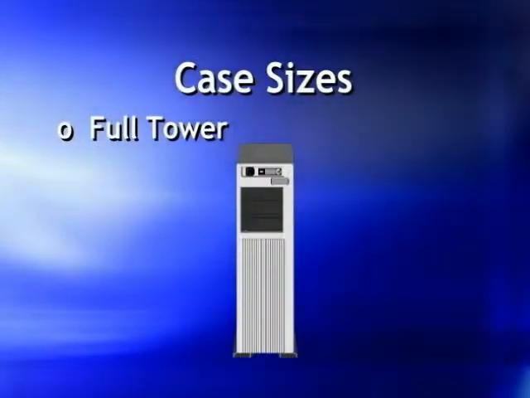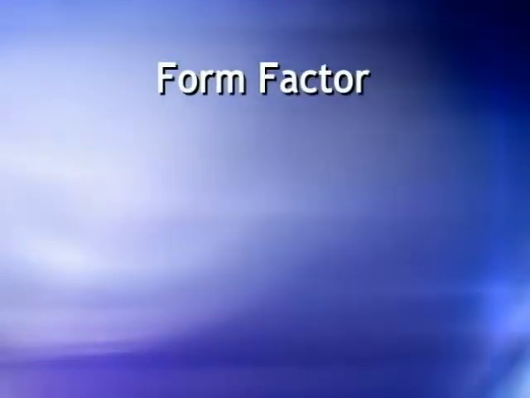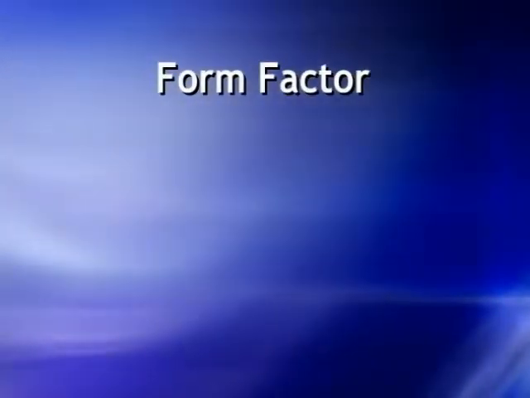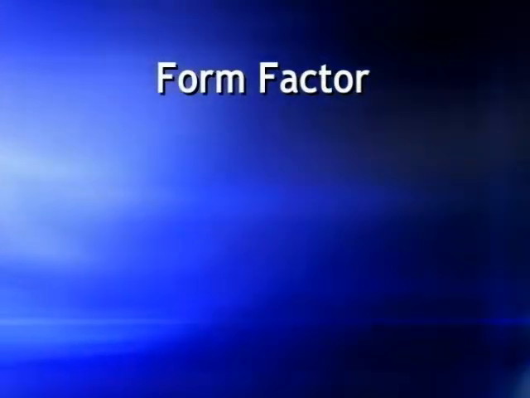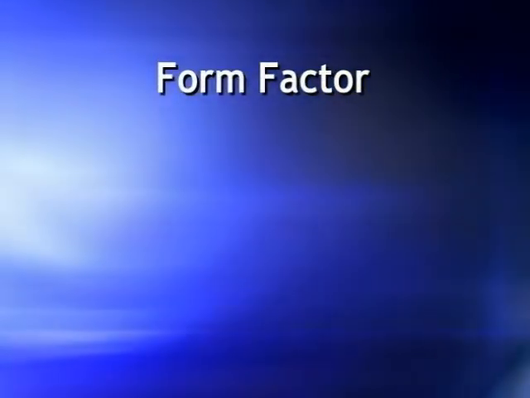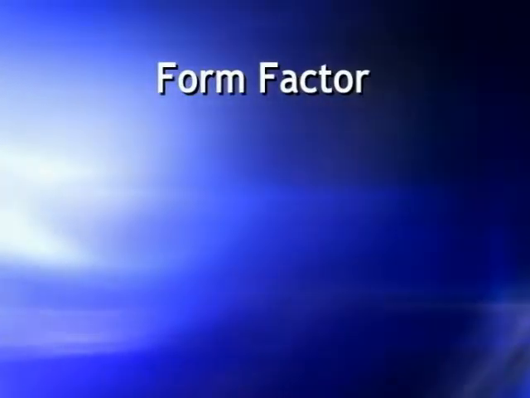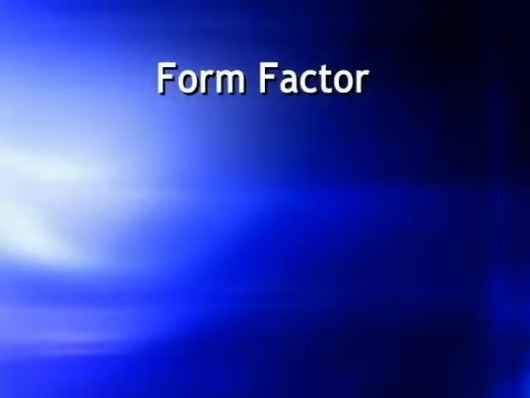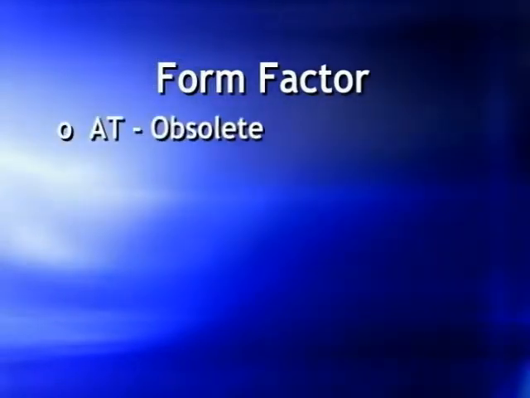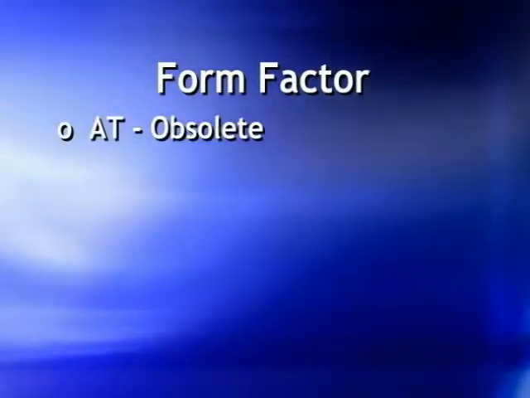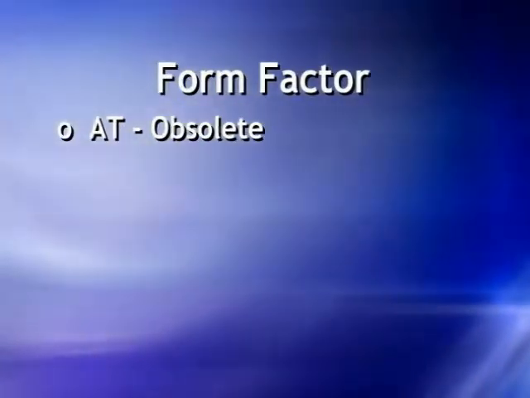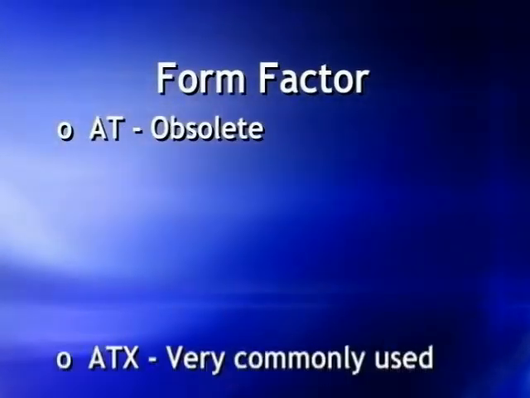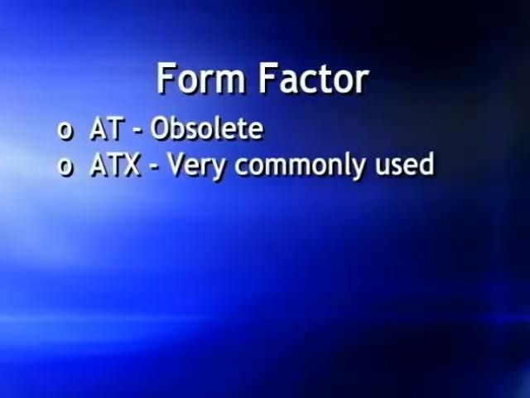Now, in addition to case size, you also need to deal with the case's form factor. Now, the form factor is a specification for the type of power supply and the position of the motherboard in the case. When you're buying a case, there are three form factors you need to be aware of. The first one is called the AT form factor. AT is very old. It's not implemented much anymore. The type of form factor you probably will be spending most of your time with is the ATX form factor.